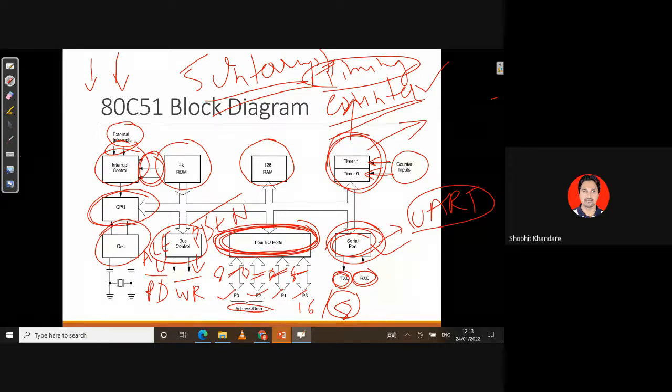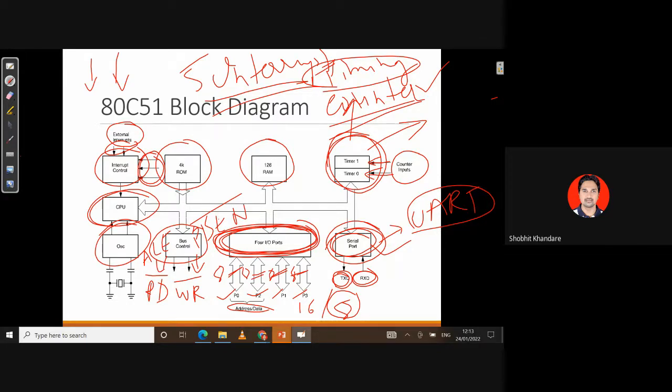Your 8051 has the internal clock pulse. The oscillator will generate those clock pulses. Now these clock pulses which are internally generated are generated by the quartz.